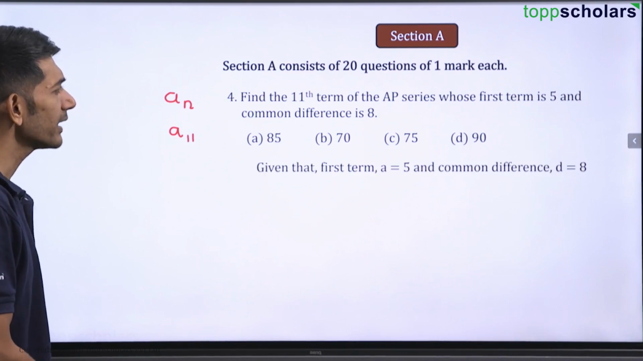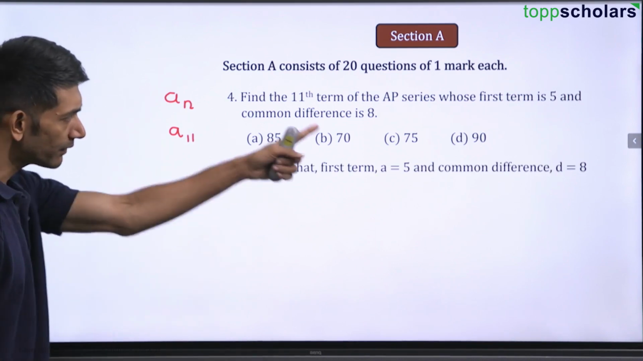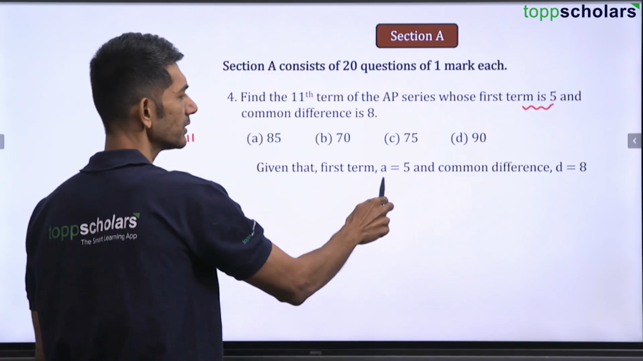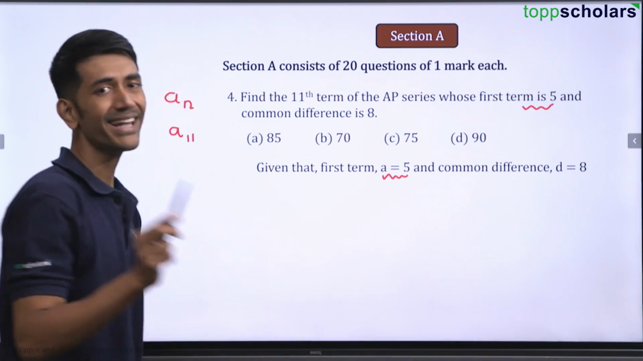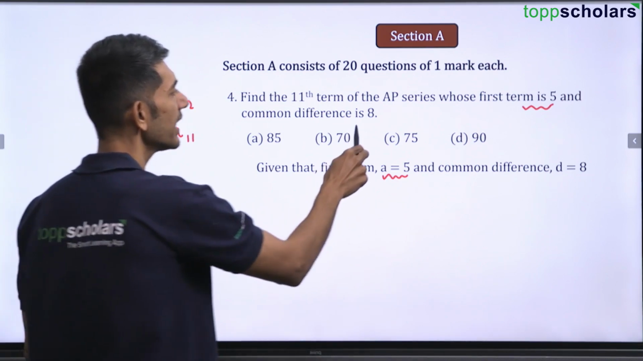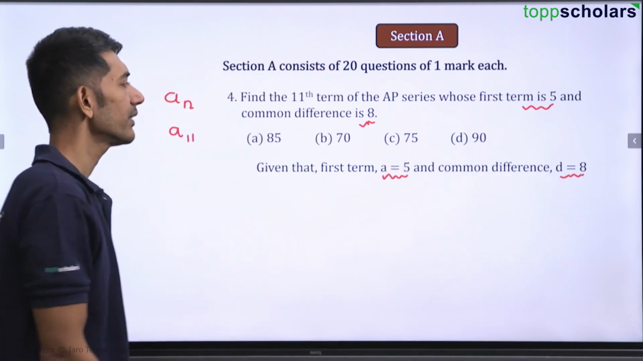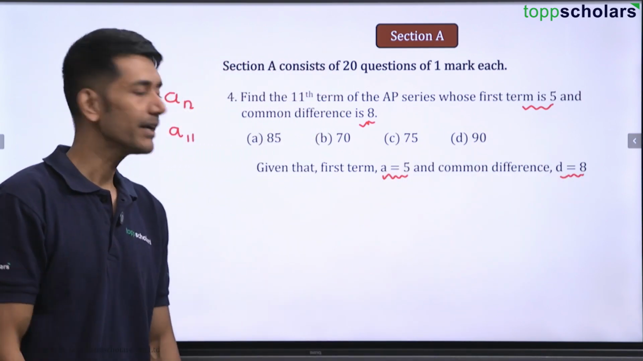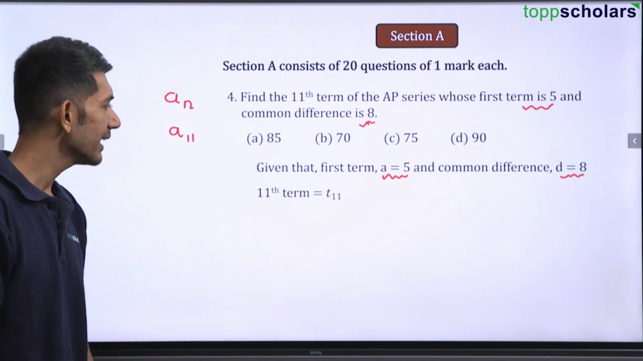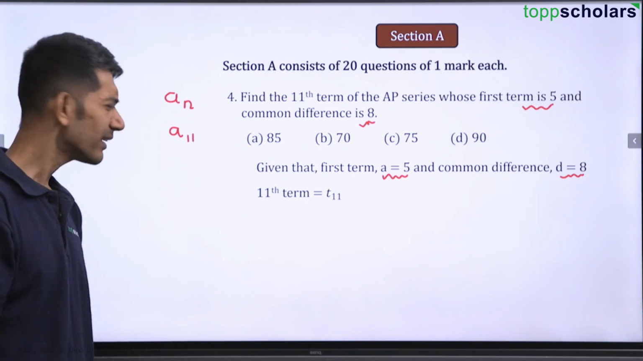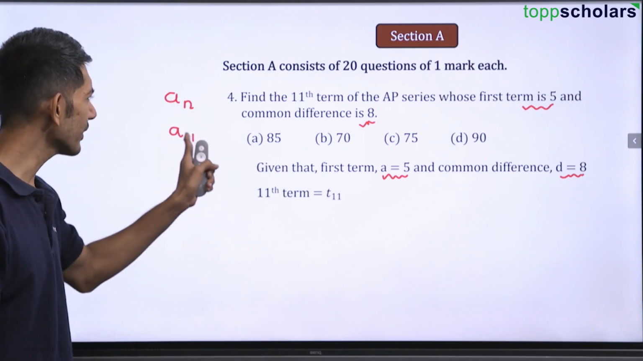What is the formula to find out the nth term of the AP? The first term is 5. What is the meaning of first term? The first term is nothing but it is denoted by A. The common difference is 8. So can I say D is 8? So we have A is 5, D is 8. Once you have A and D, can I find out the 11th term? That is A11 or T11, same thing, doesn't matter. You can write down T11, you can write down A11.